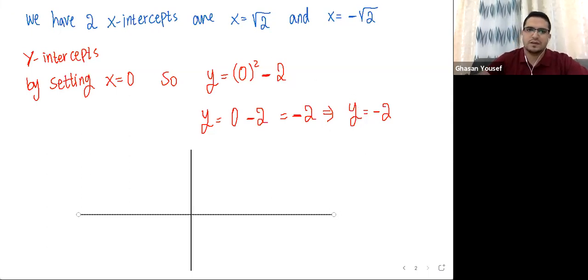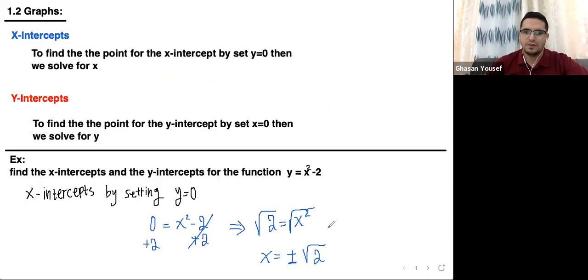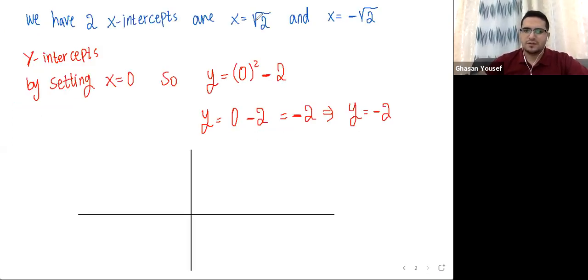Okay, so the graph, I'm going to graph the function, the equation. We don't talk about function, we talk about equation, sorry for that. Here we have x squared minus 2. The x-intercept for this one is x equal the square root of 2, the first point. So it's gonna be like around here. And the second point is x equal minus square root of 2. So it will be around the same place here.